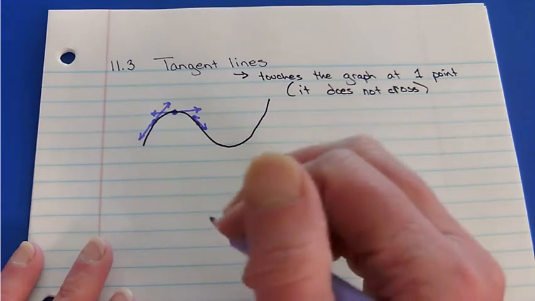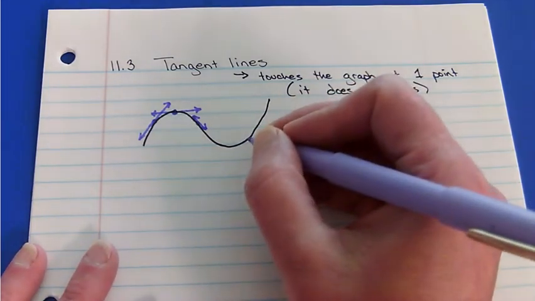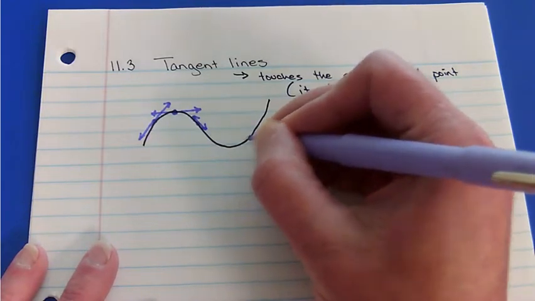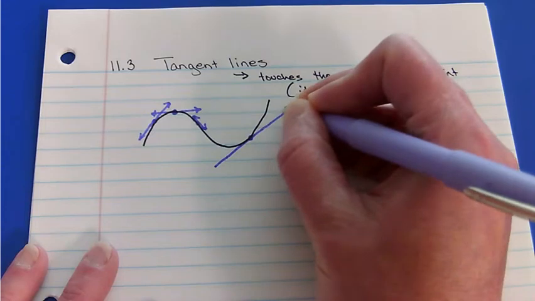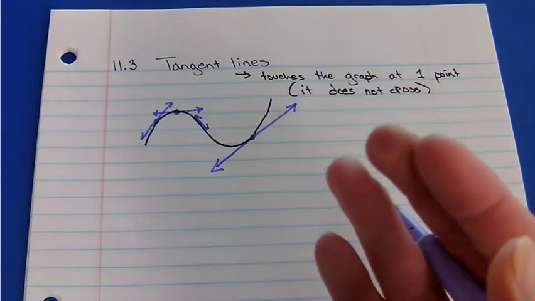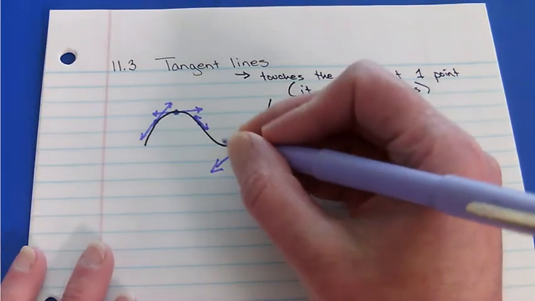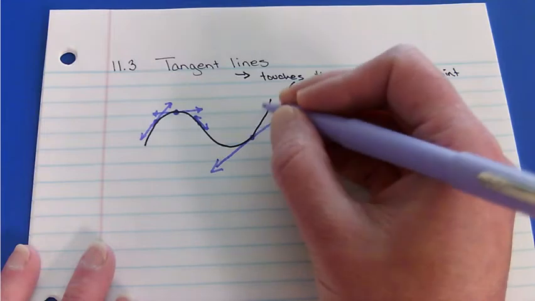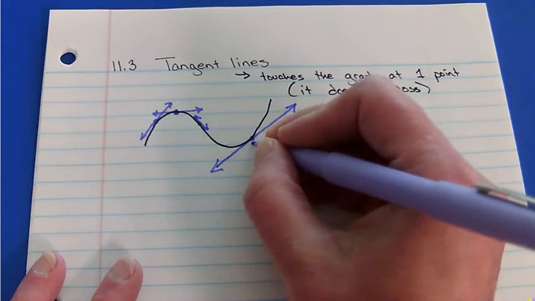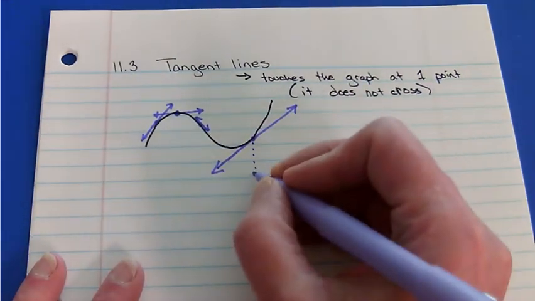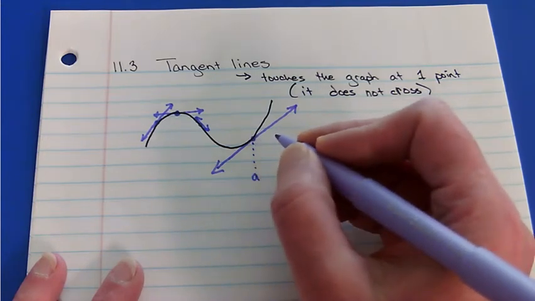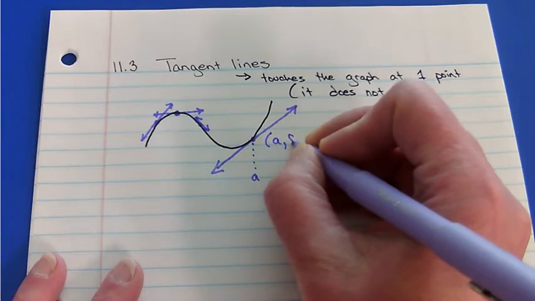So let's think how that's going to work. I guess this is just as good a way of doing it as any. Let's draw this one a little bit better. How would I find the slope of that line? Any point on this graph is a point x, f of x. This point, let's say it's at A, the y value would be f of A. So this would be the point A, comma, f of A.